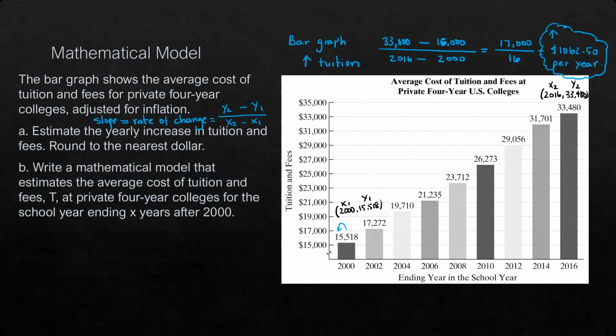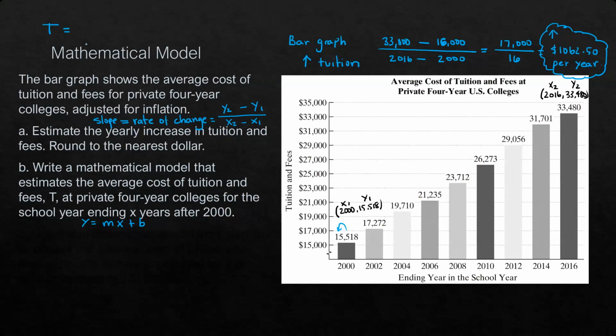Write a mathematical model that estimates the average cost of tuition after the year 2000. So here's where the y equals mx plus b is coming from. The model that we're going to write would look like this.